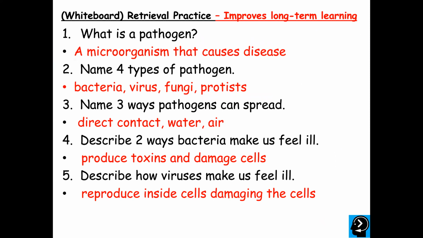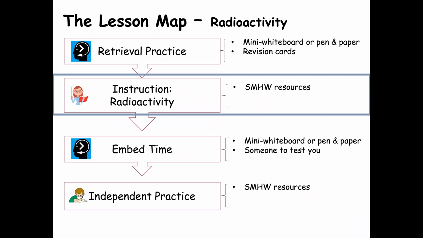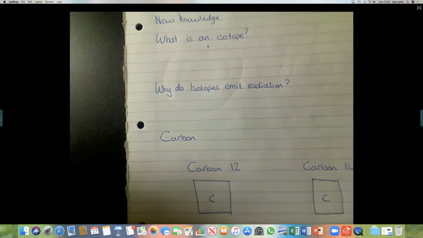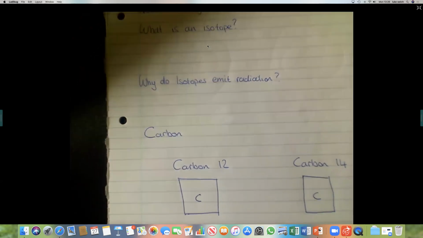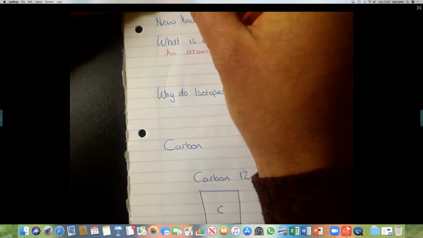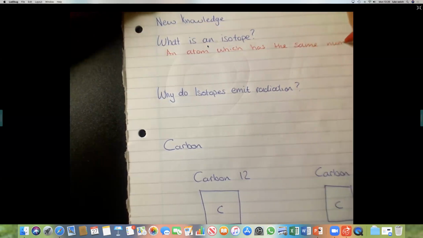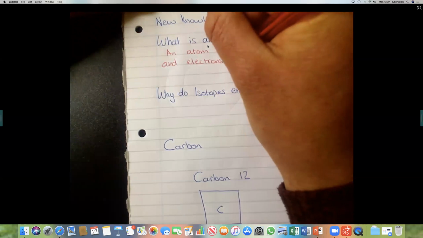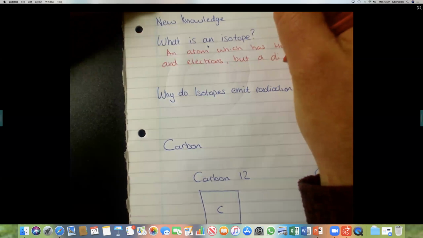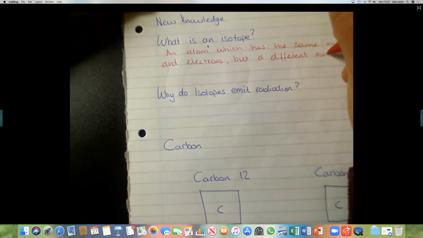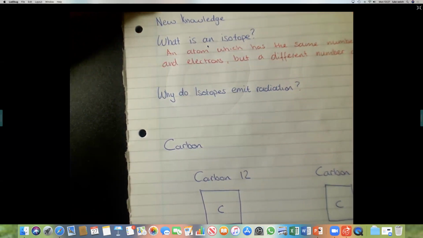So today, the first thing we're going to do is a bit of instruction, new knowledge. We need to get this down into our books or whatever we're using to take notes. First of all, what is an isotope? Quite simply, an isotope is an atom which has the same number of protons and electrons but a different number of neutrons.